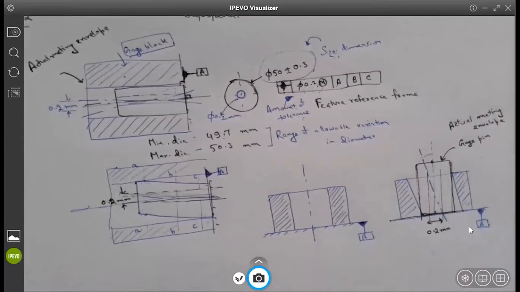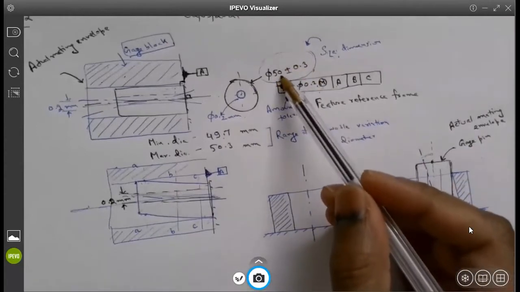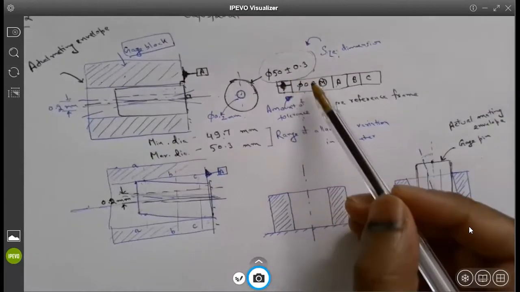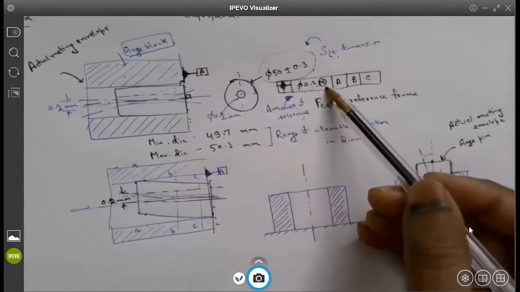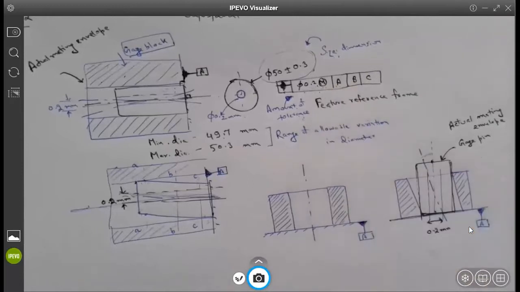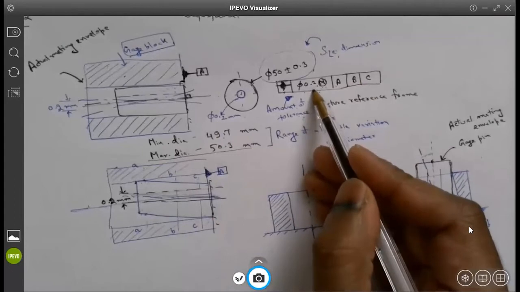Okay, great. So if everybody is following it so far, let me go back to our original discussion: what would be the maximum diameter corresponding to this tolerance zone? So now what would be your answer? 50.3. The maximum diameter will not change based on the amount of tolerance you are providing on the axis.